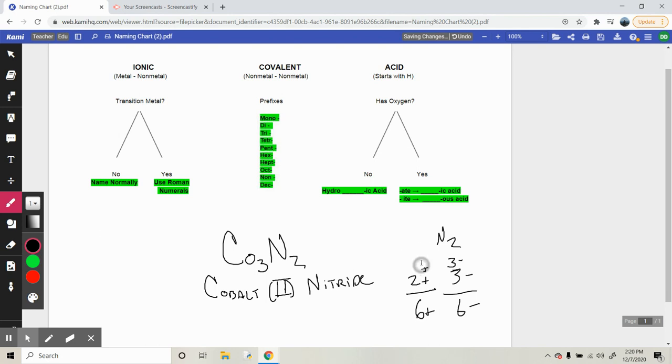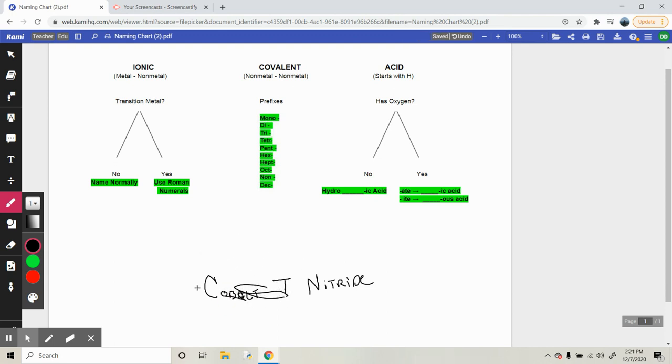Last example before we go back to going from name to formula. Goodbye, cobalt. Get out of here.